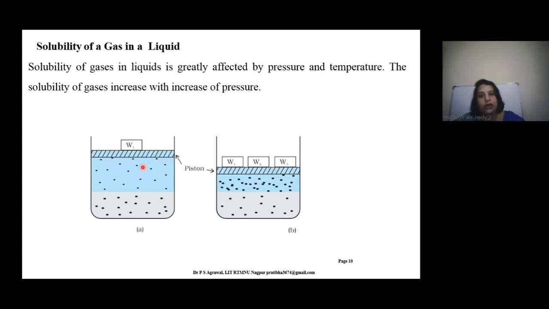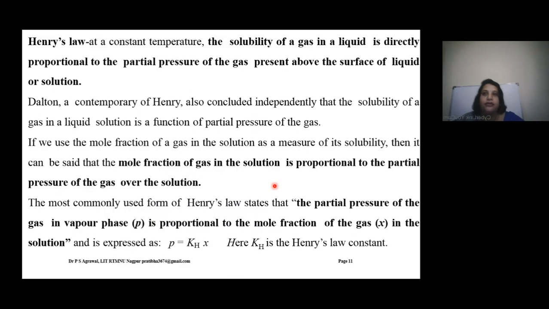This was also an equilibrium at the earlier pressure. But now as the pressure is changed, more gas will enter and dissolve in the solution, and it will again reach a new equilibrium at this increased pressure. Henry was the first to give this relation between pressure and solubility. His law states that at constant temperature, we have kept the temperature constant and increased the pressure, the solubility of a gas is directly proportional to the partial pressure of the gas present above the surface of the liquid.